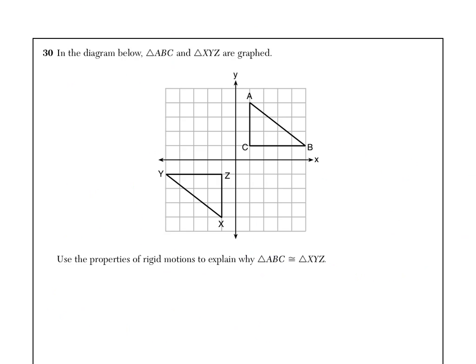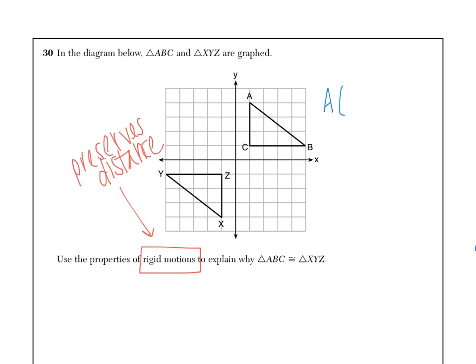Number 30 says, in the diagram below, triangle ABC and XYZ are graphed. Use the properties of rigid motions to explain why triangle ABC is congruent to triangle XYZ. Remember that a rigid motion is something that preserves distance. So here, if you look at these two triangles, we can pull out some of the coordinates, like A is currently at 1, 4. B is at 5, 1, and C is at 1, 1.